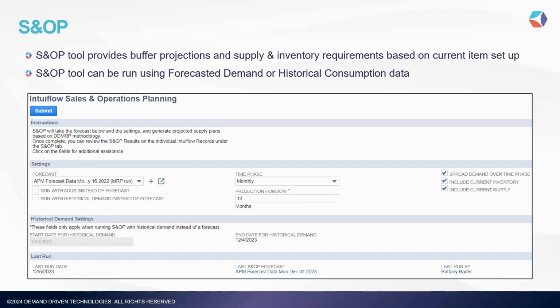So these are the S&OP settings where, again, you can select a forecast or your historical demand, right, in terms of your input. And then you can select your projection horizon over here. And then you also have the ability to include your current inventory and supply if you want to in the simulations.